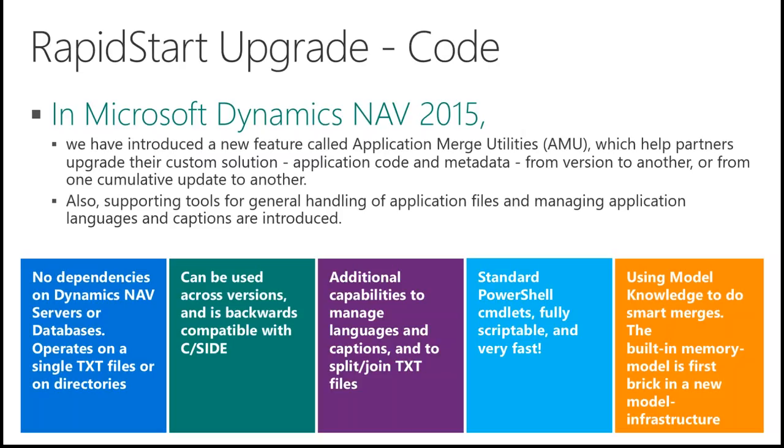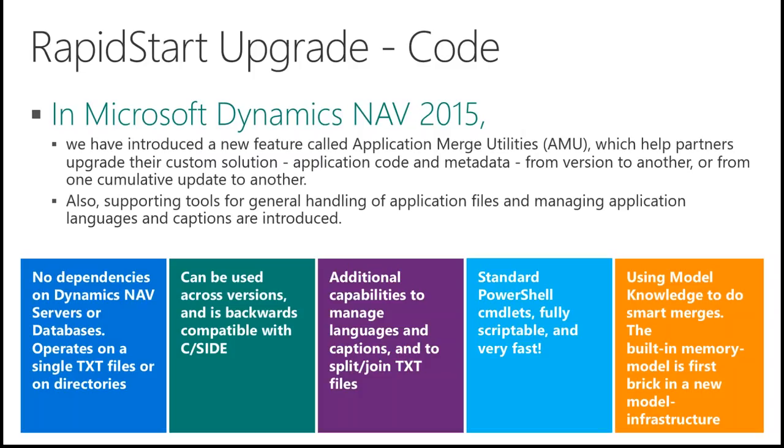For example, NAV 2013. So you take the 2013 version that you have, you apply your differences, and then basically compile your programs, and you start your testing at that point. What you have to keep in mind is there's no dependencies on servers or databases. This is all done in text files.